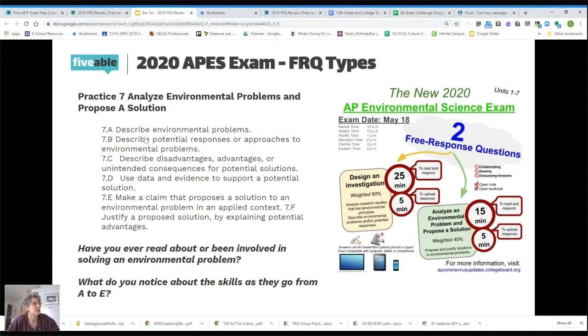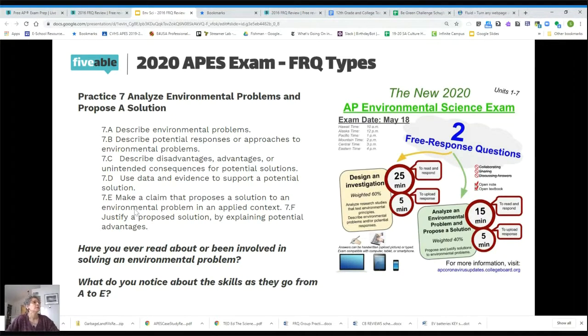So you should expect to have to not just describe the problems, but to be able to weigh the advantages and the disadvantages of solutions. For example, wind power is extremely efficient, but if there's no wind, the disadvantage is you have to have a backup plan.